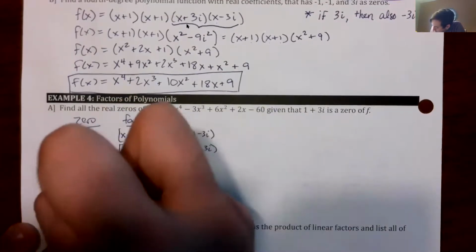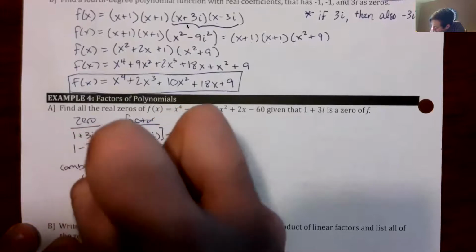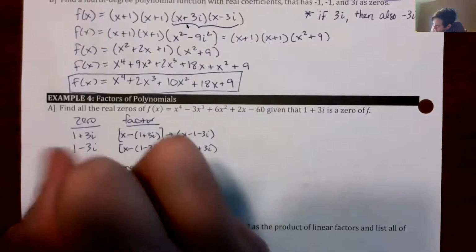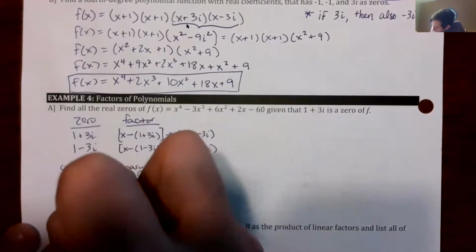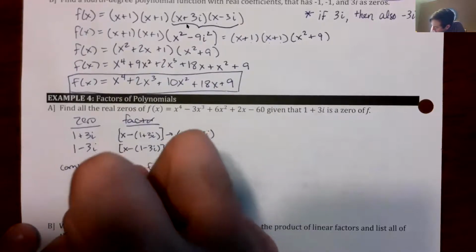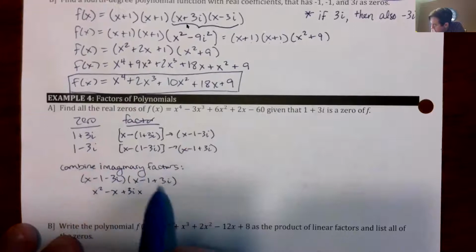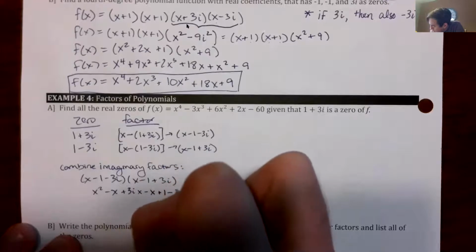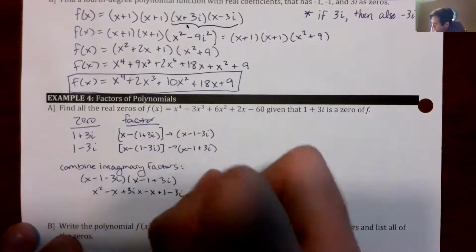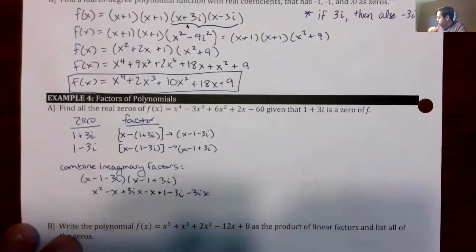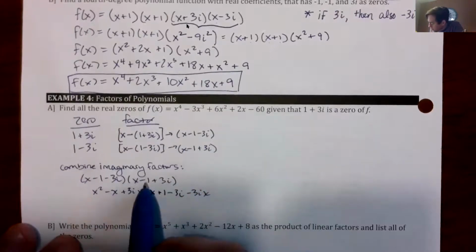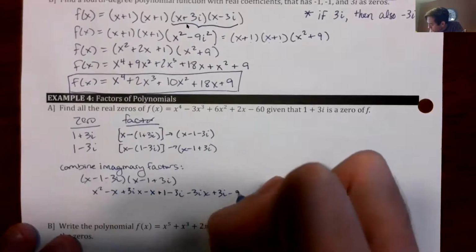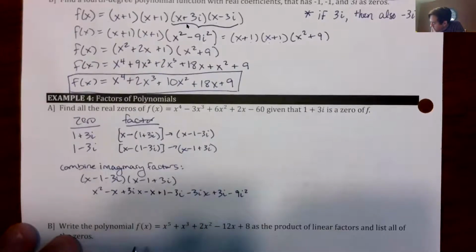So we're going to do x minus 1 minus 3i times x minus 1 plus 3i. So we'll get x squared minus x plus 3ix. So that's the x distributed to all three. Now I'll do the -1. So it'll be minus x plus 1 minus 3i. And then we'll do the -3i. So it'll be -3ix plus 3i minus 9i squared. So if we combine all of this, what's going to happen?